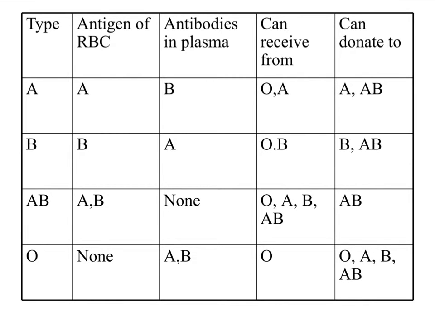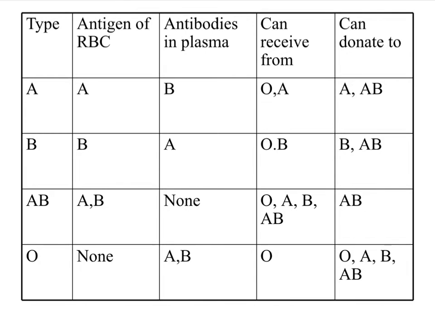All right, blood type B is the opposite. Blood type B contains B antigens, has antibodies for A. It can receive from O, and it can receive from B. It can donate to B, and it can donate to AB.